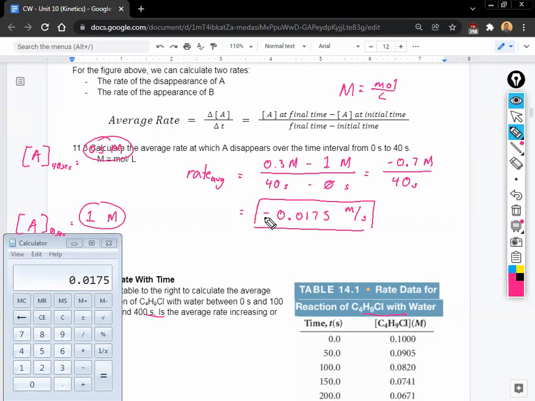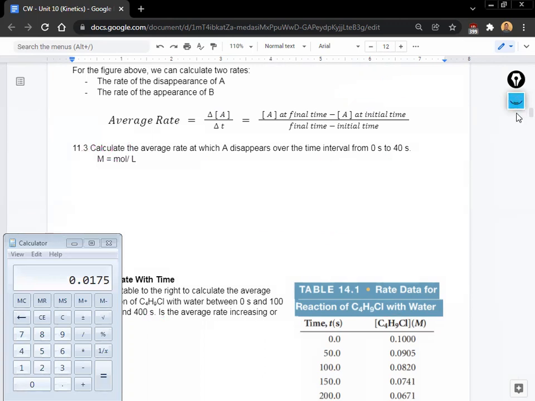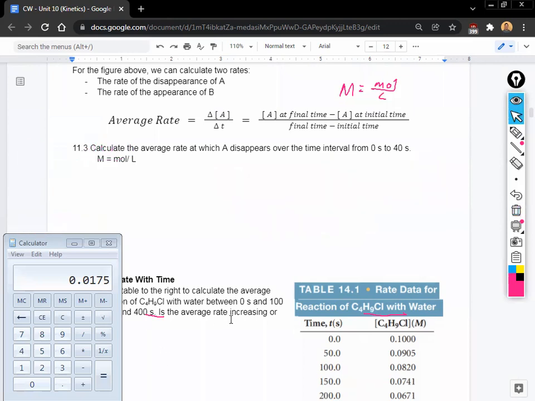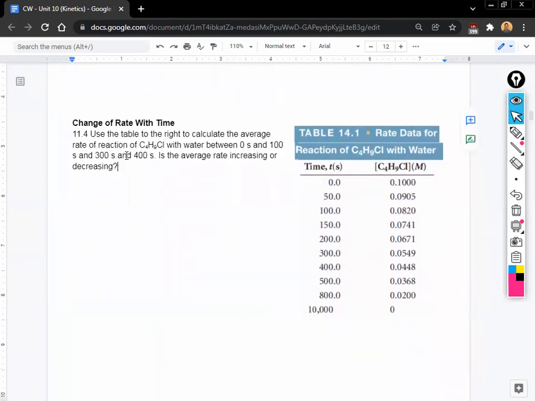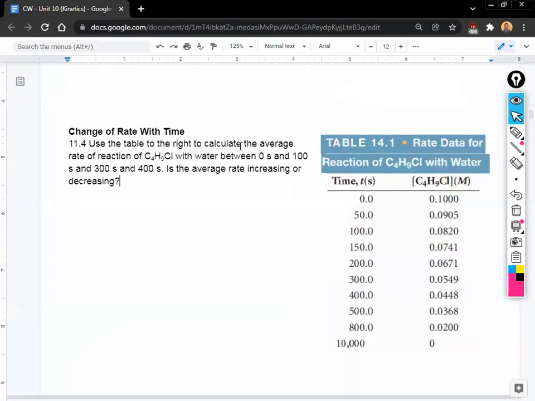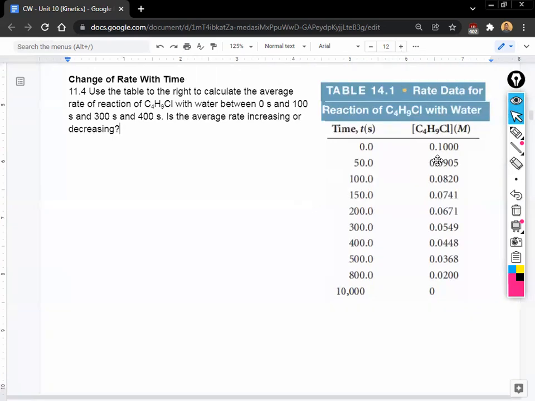That's how the rate of the reaction goes on average. Now there is something else called the instantaneous rate, and this one's a little bit harder to calculate if you don't do calculus. I'm not going to teach you how to do it with calculus; instead, we're just going to look at a chart in order to calculate it. Here we have this table that tells us the concentration of this compound at different periods of time. Let me zoom in a little more. We have C4H9Cl, and we have the concentration at 0 seconds and then at intervals of 50 seconds.